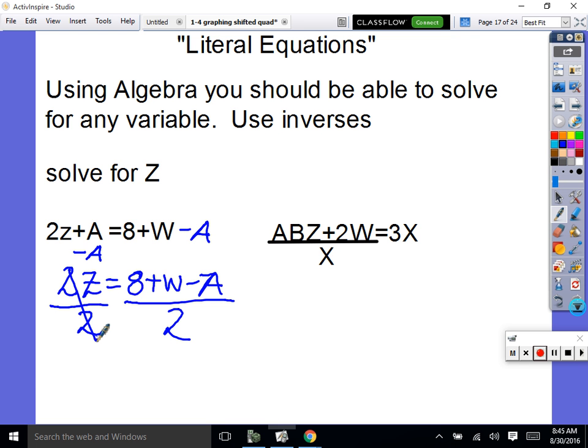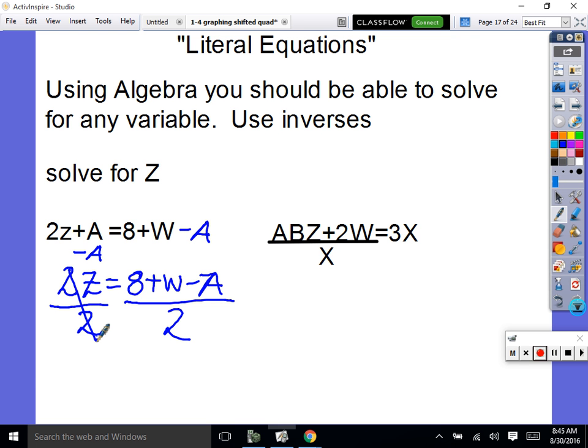That's it. However, this is where we see people do some really terrible, horrible things. Isn't 8 and W and A all divided by 2? Yes, right? So if you went and divided 8 by 2 and put a 4 there, you'd be wrong, because then you pretended like W and negative A were not divided by 2, and weren't they? Yes. So this is as far as we can go.